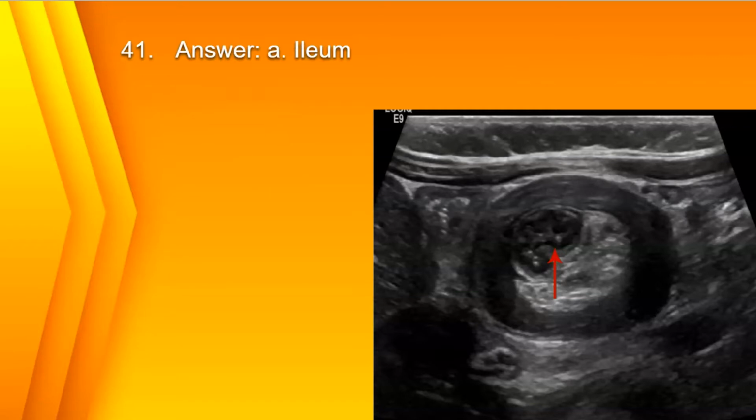So this is an ileocolic intussusception. The ileum goes into the colon, so this would be the ascending colon and the ileum. This is fat. Many times you'll see lymph nodes within the bowel as well, or within the intussusception.